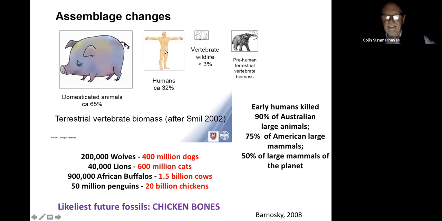To the left of that is humans. So the humans' proportion of the terrestrial biomass is now about double what the pre-human terrestrial vertebrate biomass was. So we've already gone further in producing biomass than there was on the planet before we were around.